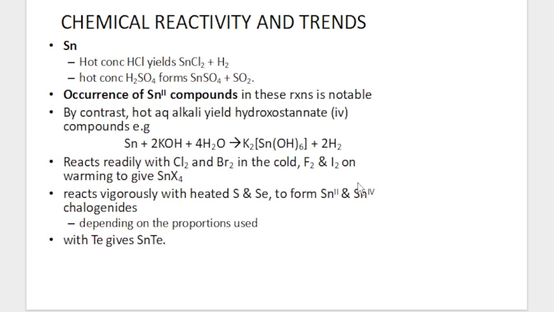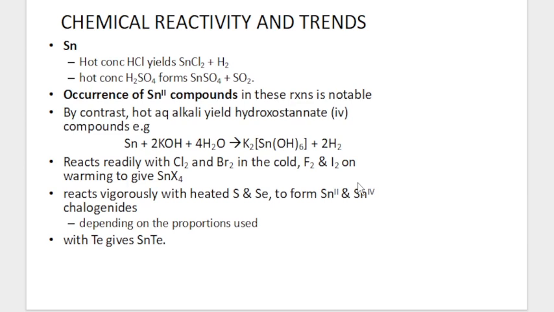The occurrence of tin(II) compounds in these reactions is notable. Take note that the products formed when conc. HCl reacts with tin are tin(II) compounds, as in the case of sulfuric acid. Mind you, tin is more stable in the +4 oxidation state, while lead is more stable in the +2 oxidation state.